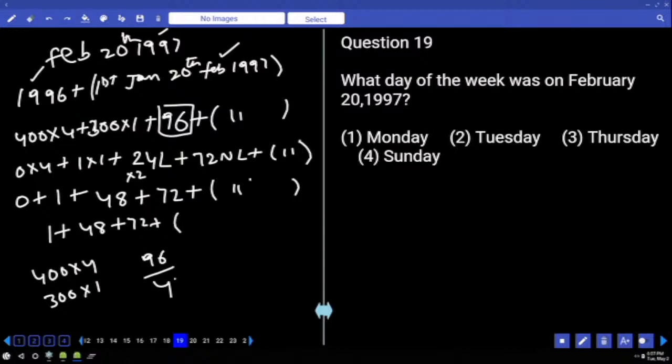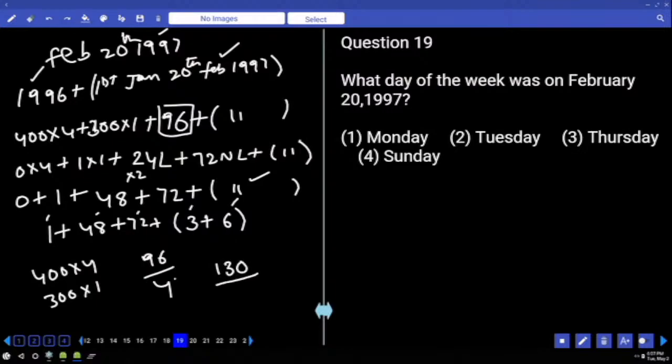Now in 2017, January, how many days? 31. How many odd days? 3. And February 20th, 20 means 6. Now these are the total number of odd days. 72 plus 48, 120. Plus 1, 121. Plus 3, 124. Plus 6, 130.